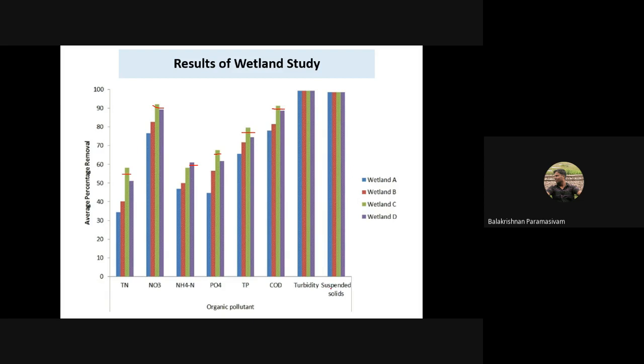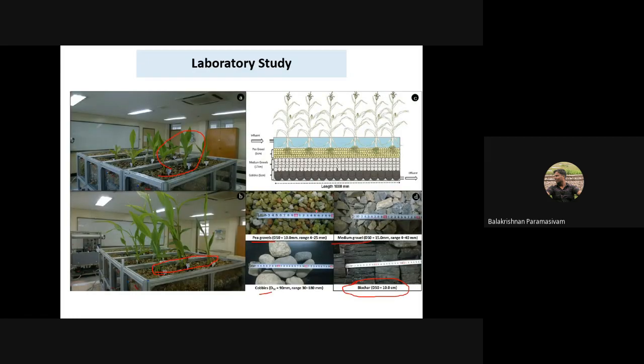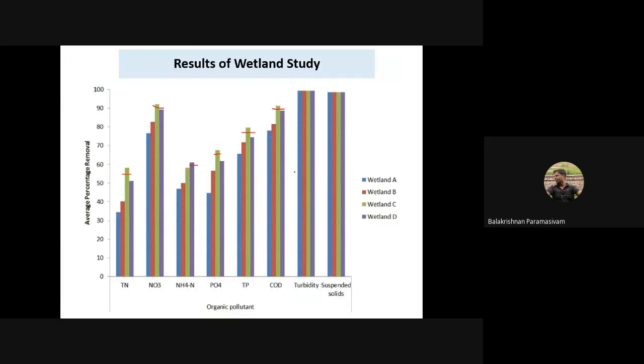For turbidity and suspended solids, all the wetlands have the ability to remove turbidity because we are providing filtration systems. This filter unit takes care of turbidity removal. Turbidity and suspended solids have been completely removed in all the systems. But when comparing the other parameters, wetland C and D have the higher efficiency, and wetland C is a little bit higher.